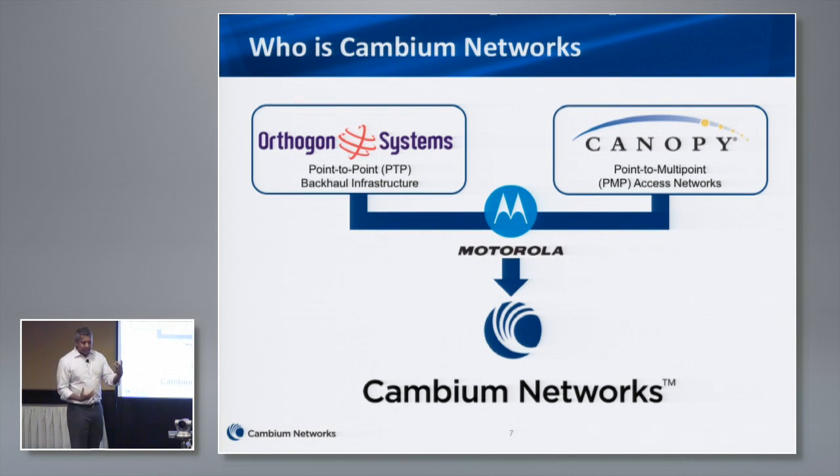So Motorola had the Canopy organization, and eventually a point-to-point company was acquired, which was Orthogon Systems. So essentially Canopy and Orthogon Systems, point-to-multipoint and point-to-point, came out of Motorola Solutions and became Cambium Networks. So we've been around for 3 years. It's a fast-moving, exciting place. We're very focused in a high-energy environment, trying to solve the world of wireless.